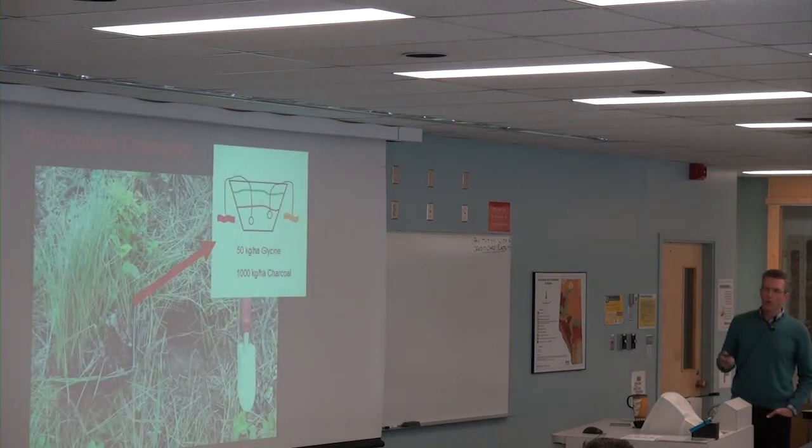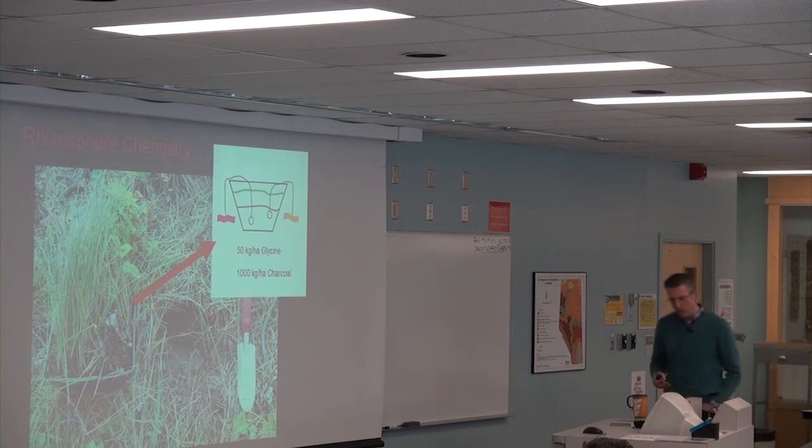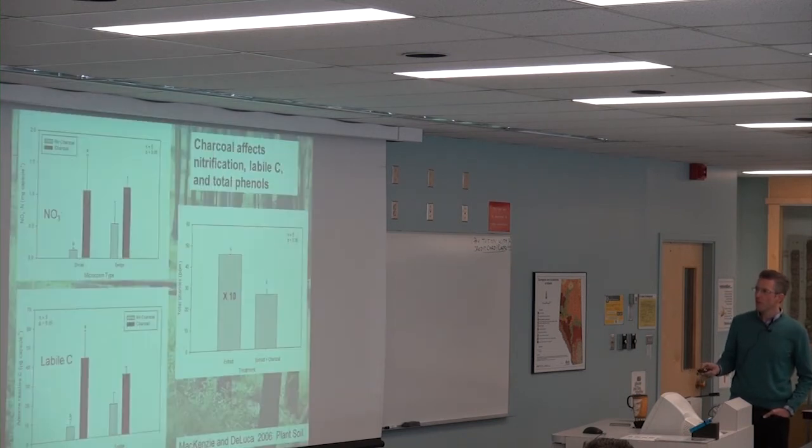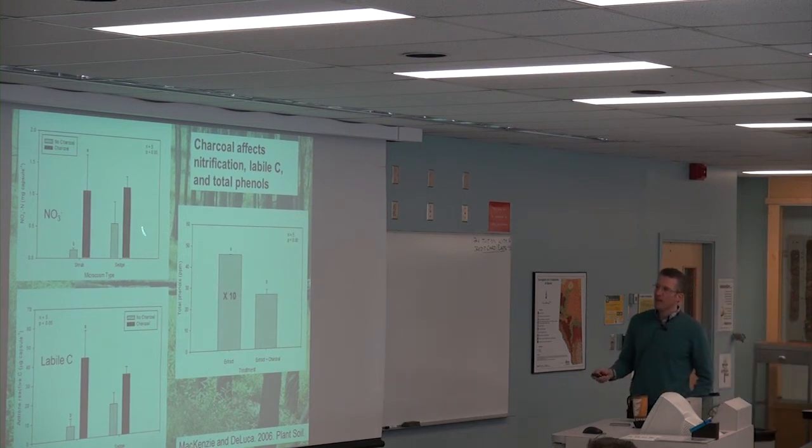We further looked at the rhizosphere chemistry and tried to determine a little bit about how charcoal was mediating that effect. We looked at the rhizosphere of 2 different plant communities in fire-excluded soils, and we inoculated them with glycine, an organic nitrogen source, and charcoal. The 2 different mesocosm types were an ericaceous shrub community versus a sedge community, with charcoal in black and no charcoal in gray. Charcoal in the shrubs stimulated nitrification, but it didn't have any effect on the sedge community.